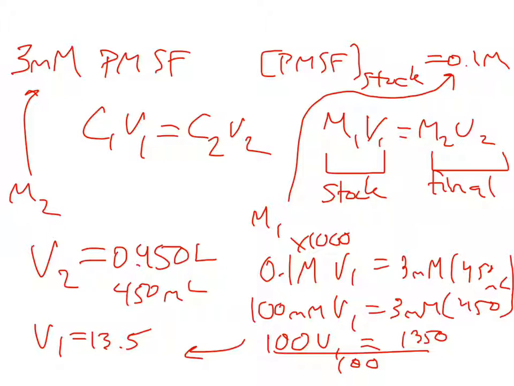3 mils times 450 mils, 3 millimolar, 450 divided by 100 is 13.5 milliliters for our buffer. Okay, because we want quite a bit of this, we have to use about a 1 to 100 dilution, or a little bit more than that. So we're going to end up with 13.5 mils of PMSF in our buffer. Okay, so that's one, and we have one more to go.